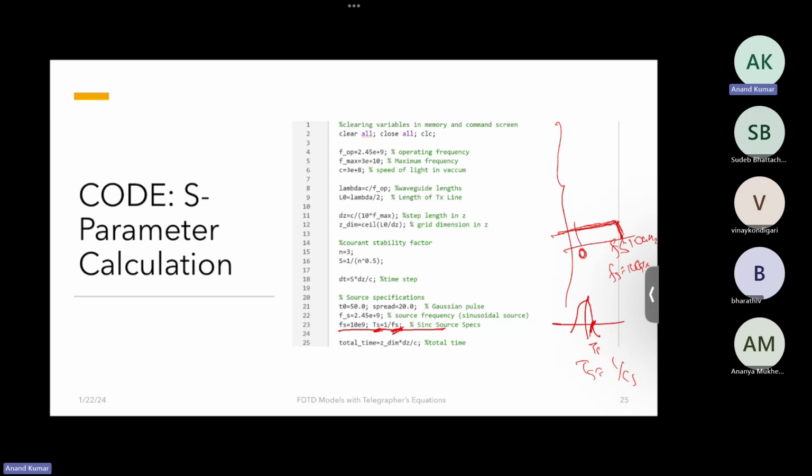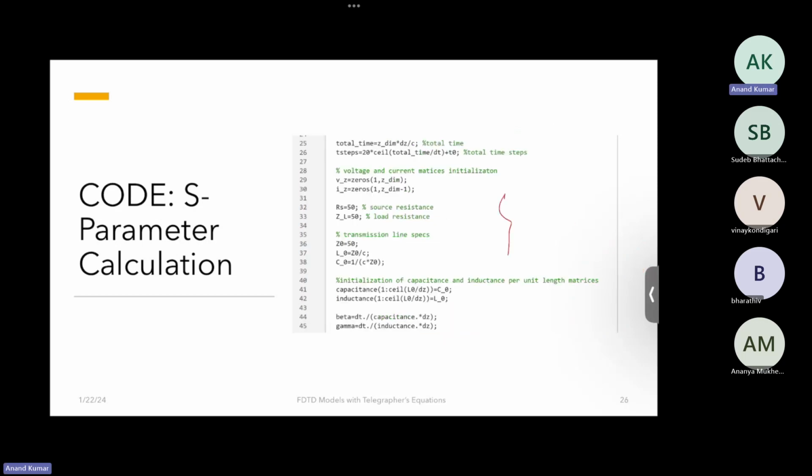You can also modify this. The other value which the sinc function will use is the initial delay in sending the signal, which is T naught. The rest of the code is the same. Yeah, this is all the same. I have just increased the total time steps over here to make sure we capture any to-and-fro reflections in the simulation space.